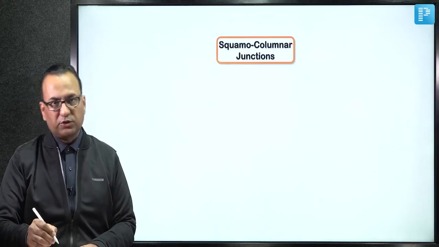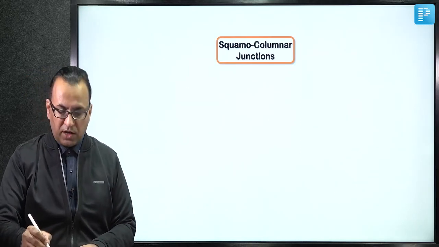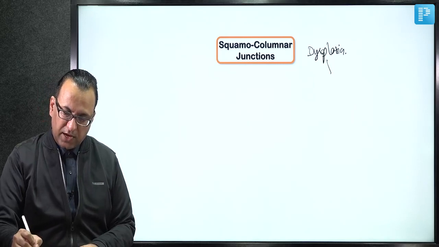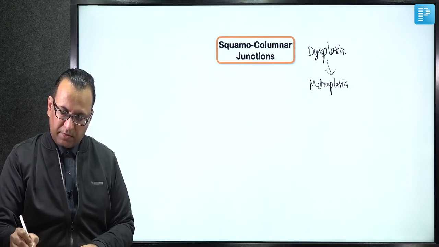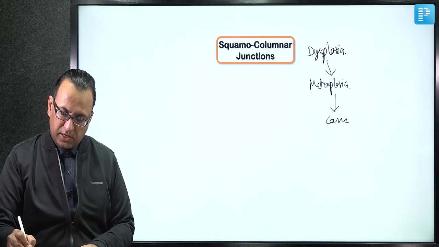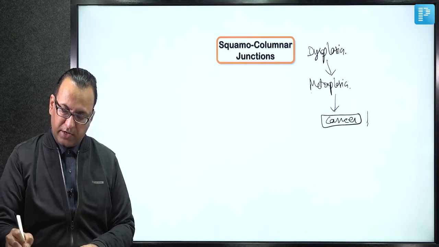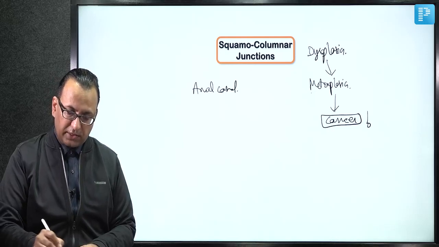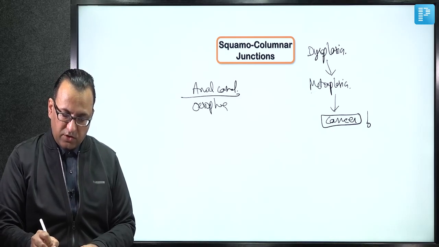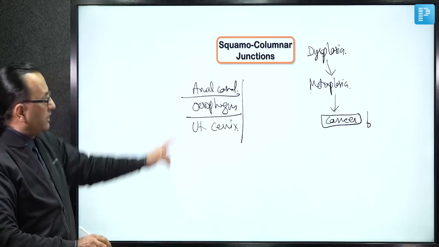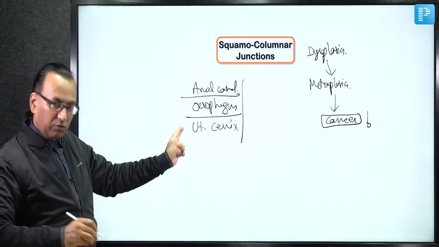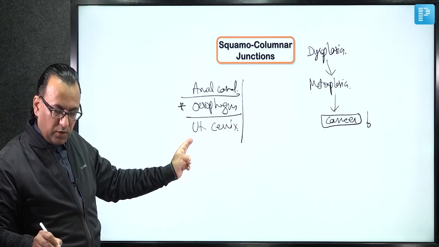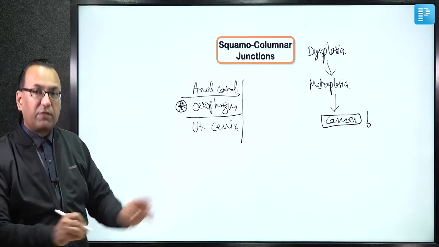So as I mentioned, squamo-columnar junctions, they are prone to dysplasia, then metaplasia, and which can then become cancer. And there are some locations which we need to be careful about. Like we just mentioned, the anal canal or the esophagus or even the uterine cervix. They are all prone to cancer at these junctions. Actually, we have got a question on the esophagus. Let us look at that question and then proceed further with the discussion.